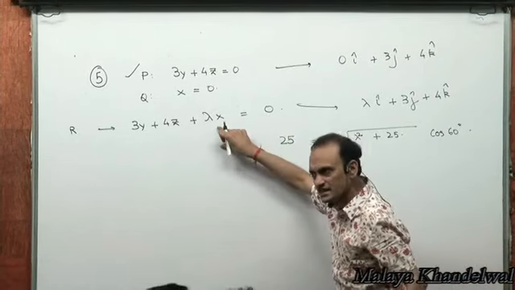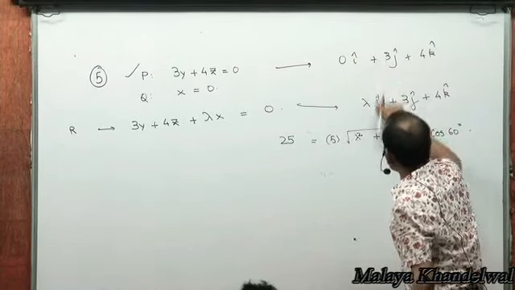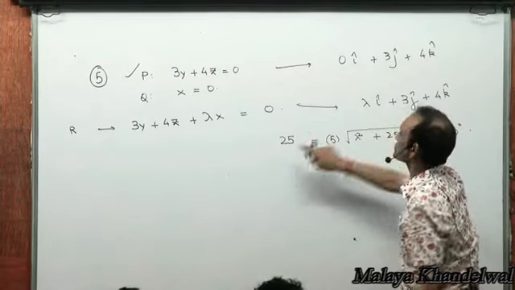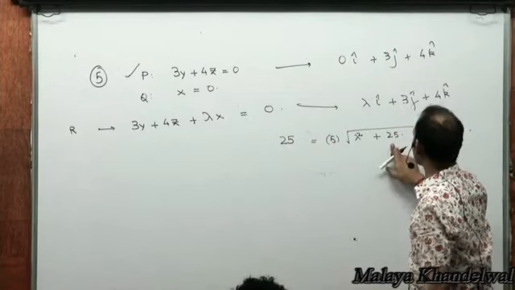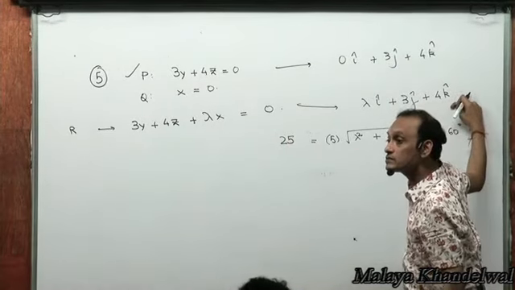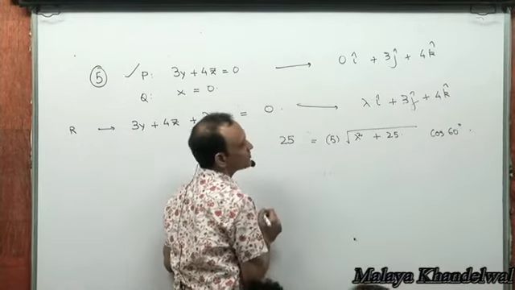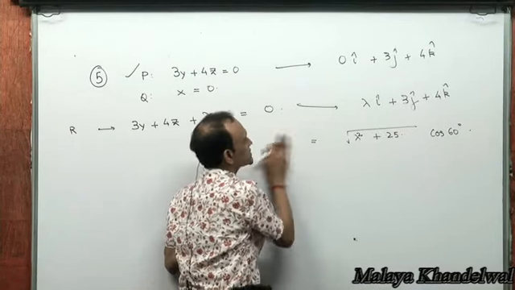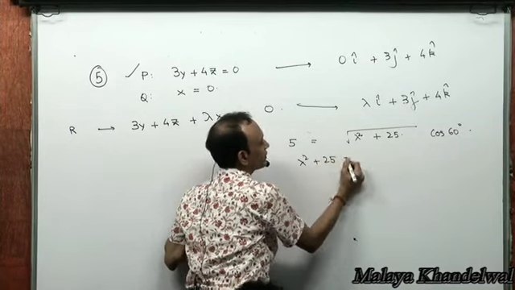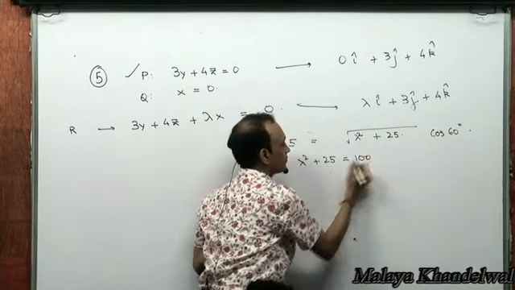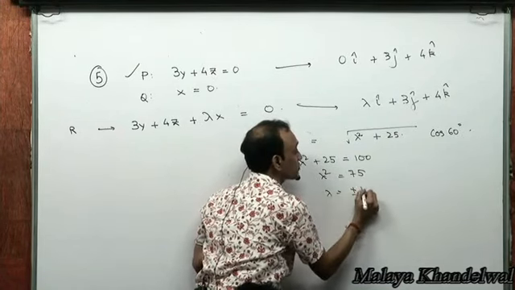Angle between these two planes is 60 degrees, so the angle between their corresponding normals will also be 60 degrees. So if I take the dot product of these two vectors, the dot product is 25. It is the magnitude of this vector, which is 5, into the magnitude of this vector, into the cosine of the angle between the two vectors, cos 60 degrees, right? So what does it give me? This becomes 5, and then lambda squared plus 25 is 25 into 4, so 100, lambda squared is 75, or lambda will be plus minus 5 root 3.